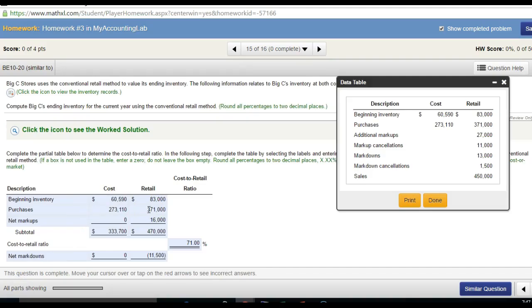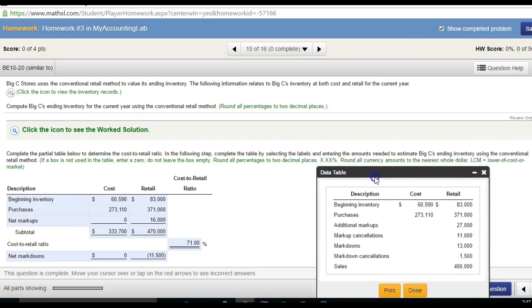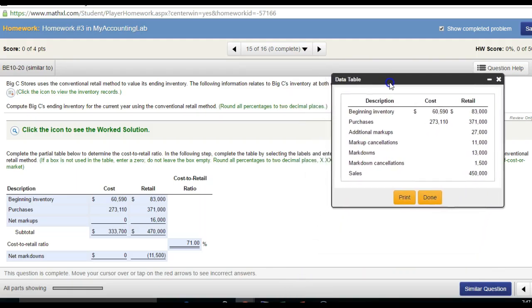Problem 15 is a cost to retail ratio problem, and we are going to do the retail method here. When you click on your icon, you're going to get your information. Your beginning inventory cost is $60,590, sold at retail of $83,000. Purchased at cost $273,110, with retail of $371,000. Net markups: we had markups of $27,000 retail, but we canceled $11,000, so the net markup is $16,000.